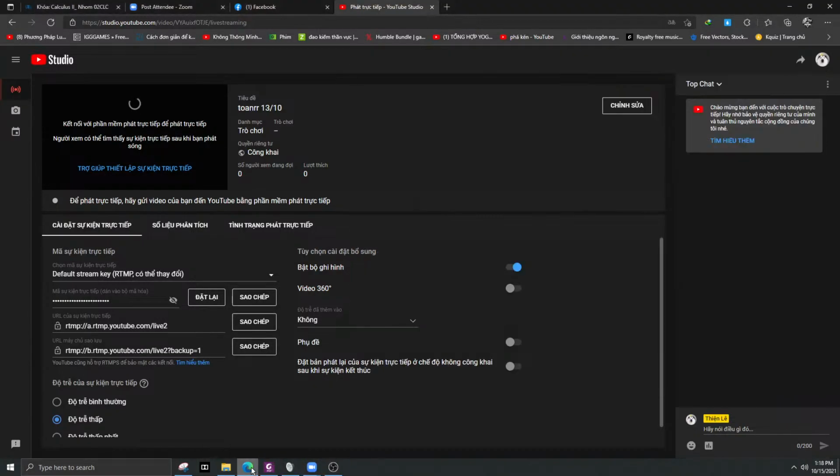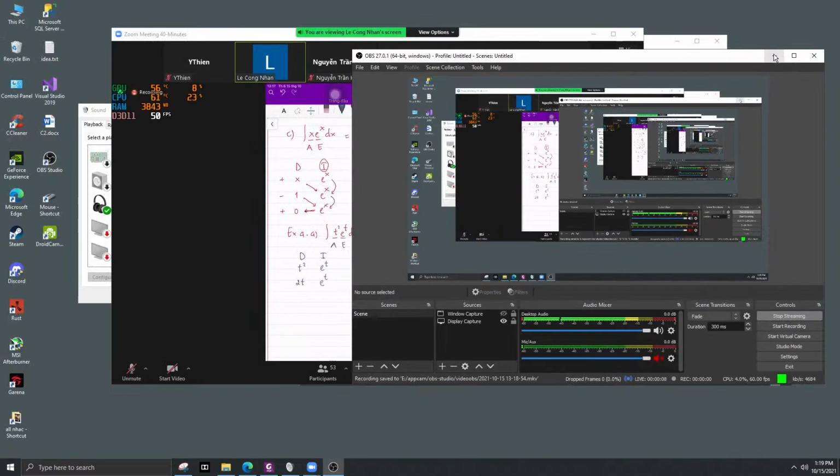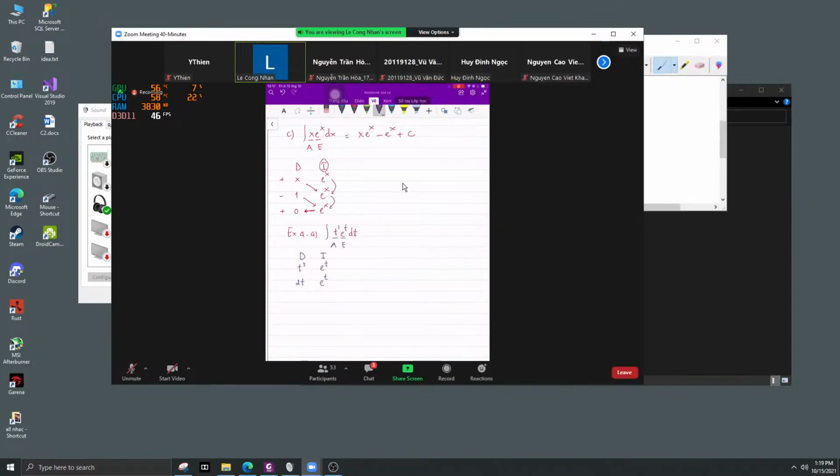So differentiate t squared, we get 2 times t, and integrate the exponential of t, we get the exponential of t. Okay?